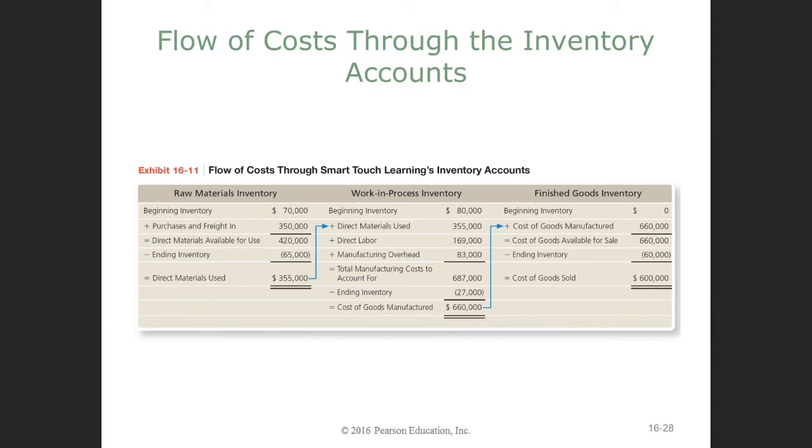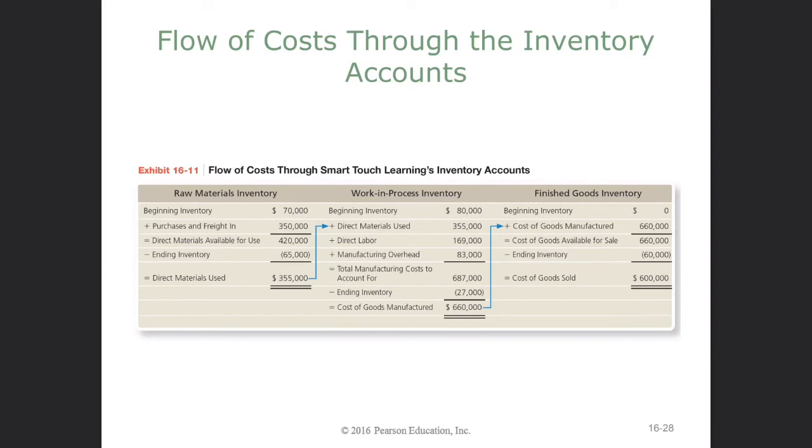And we used these direct materials. We pulled them, we're using them. They're no longer in our raw materials inventory account. Now they're going to our work in process inventory account. So we're pulling them out of raw materials and putting them in work in process. Our work in process inventory beginning inventory was 80,000, and we've just added this $355,000 for our direct materials used that we pulled from raw materials. Now it's in work in process.